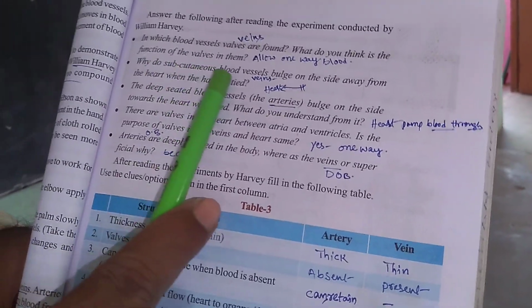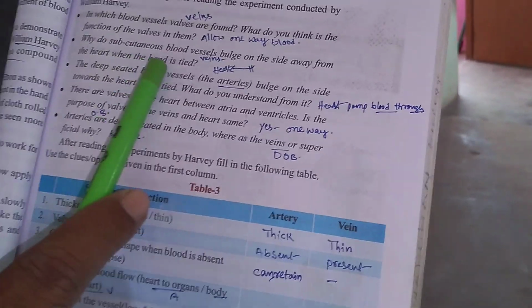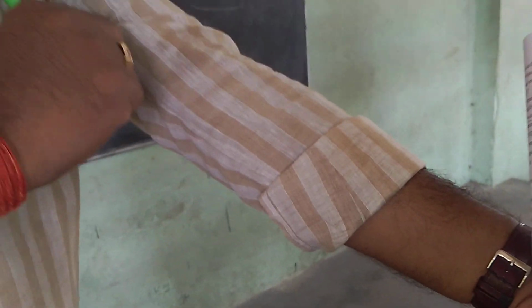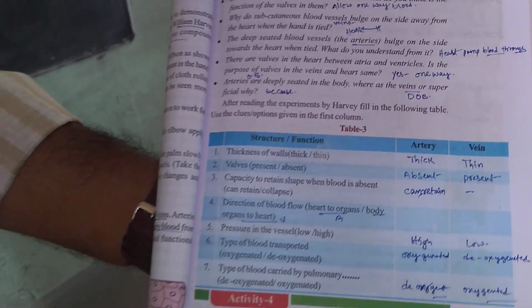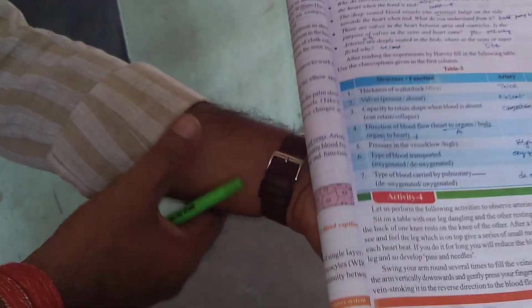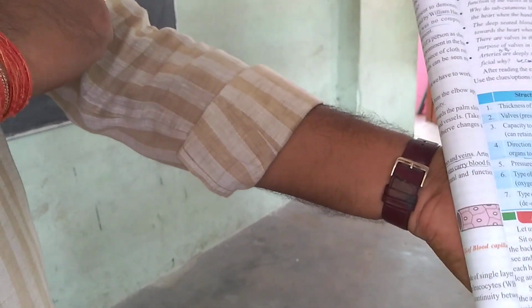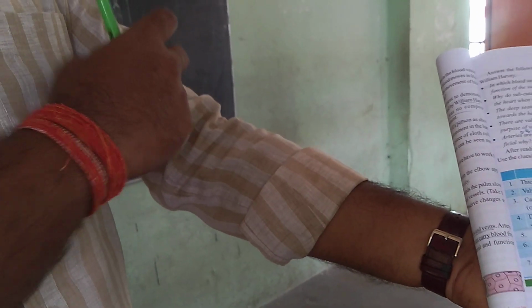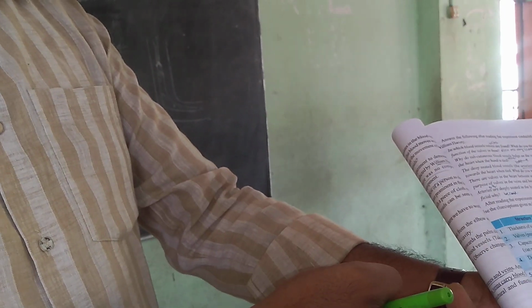Next, why do subcutaneous blood vessels, I mean veins, bulge on the side away from the heart when the hand is tied? Actually, when the hand is tied with a tourniquet or a handkerchief or a shirt, the veins bulge away from the heart. The arteries bulge nearest to the heart because the arteries arise from the heart, and the veins travel towards the heart. So this is the opposite direction.